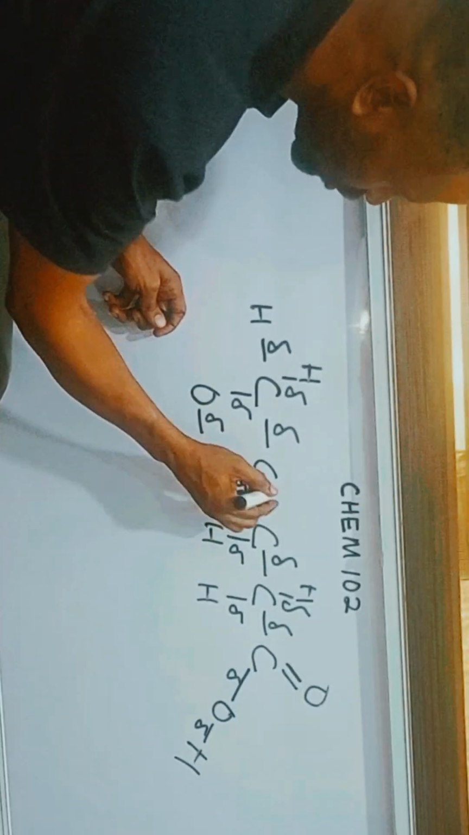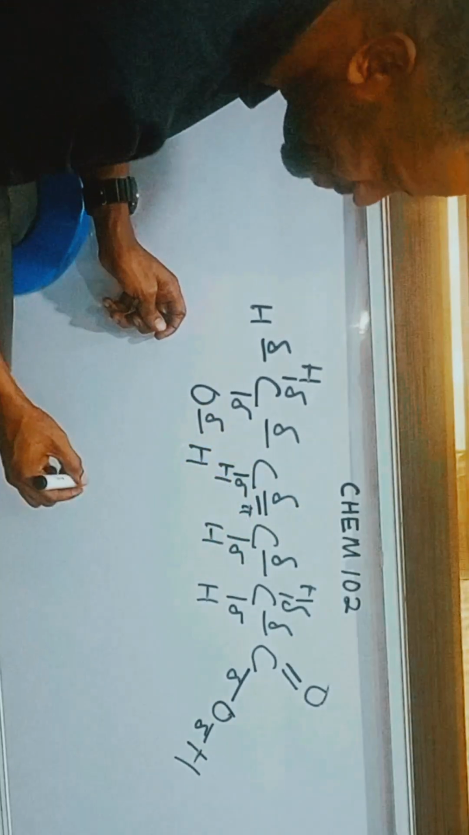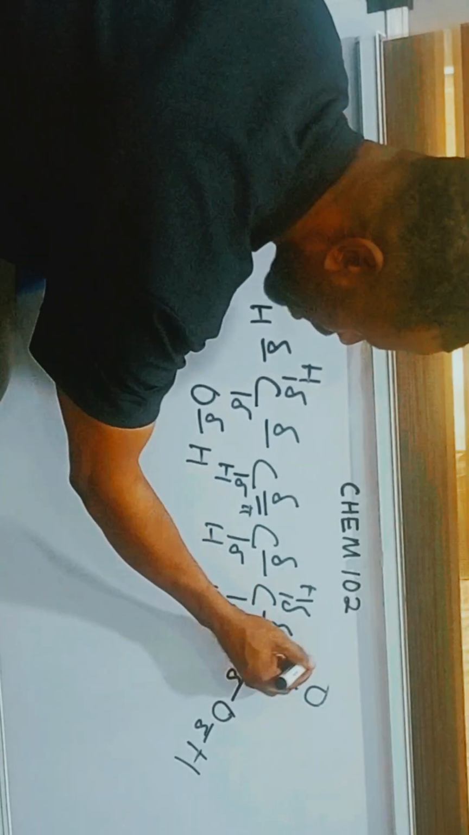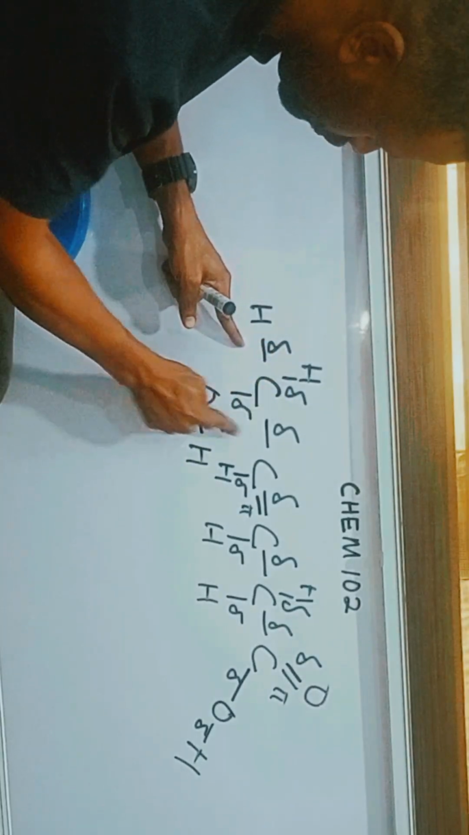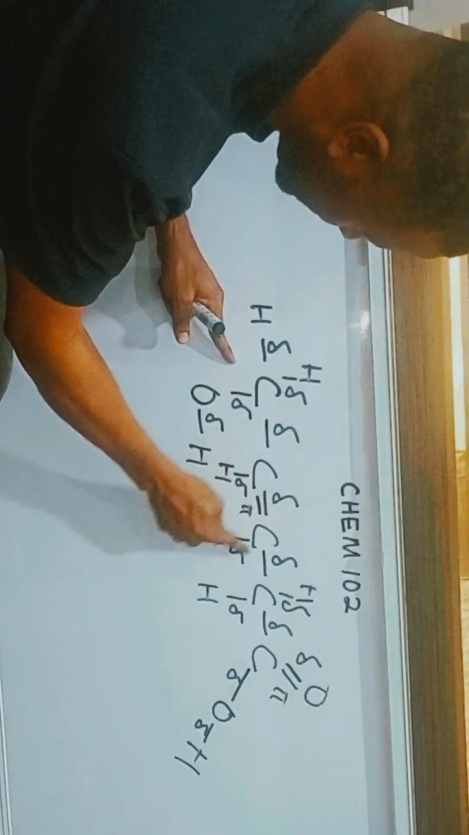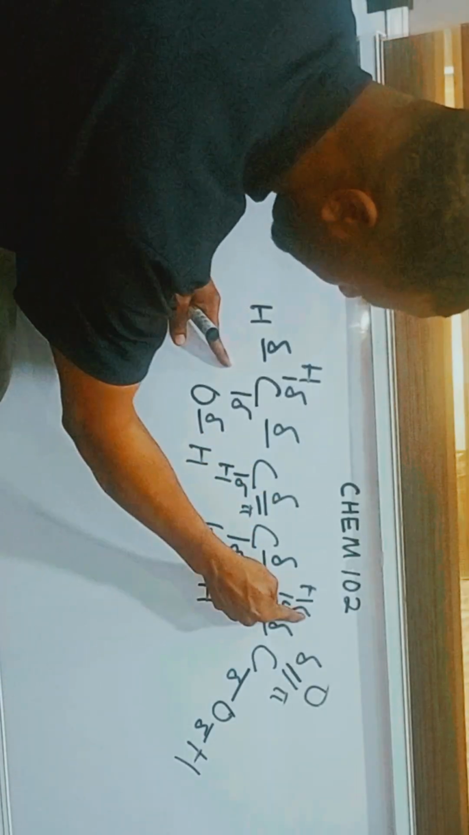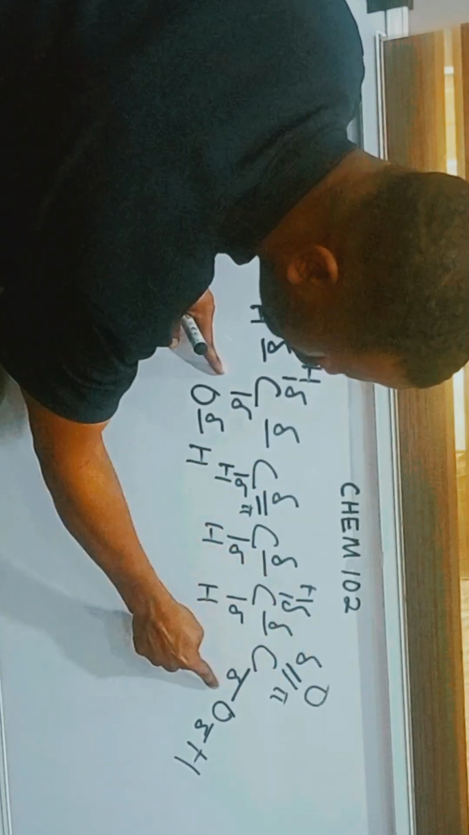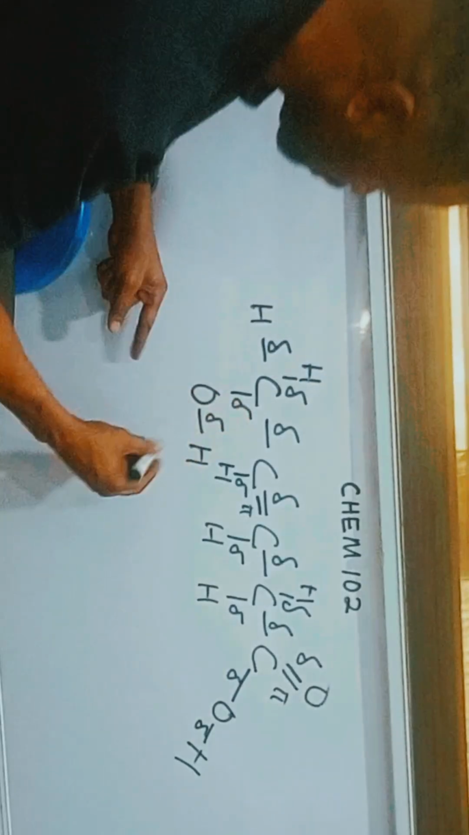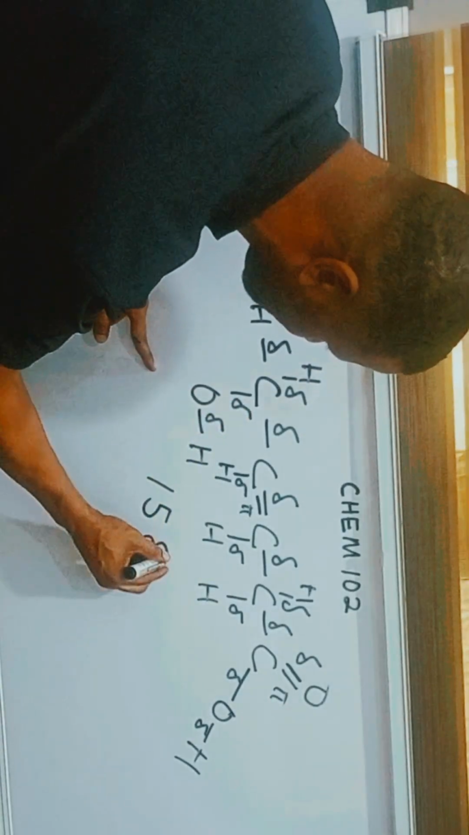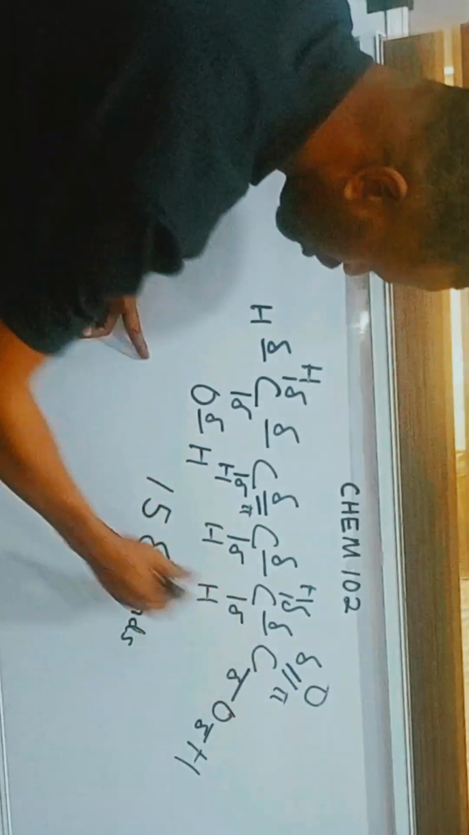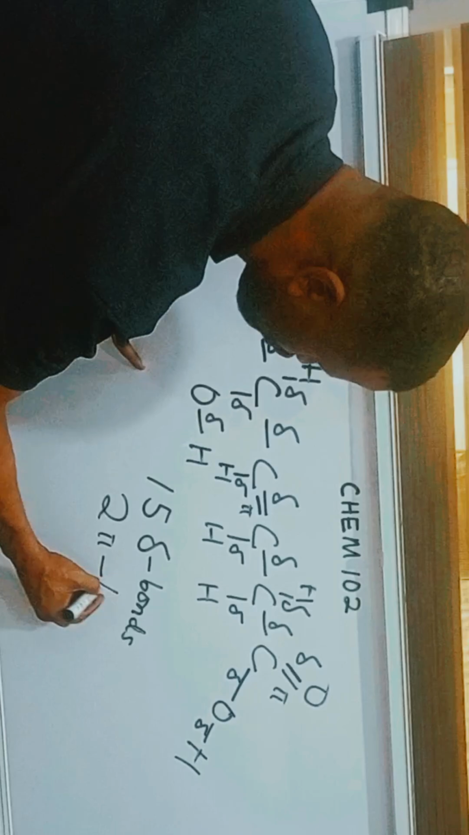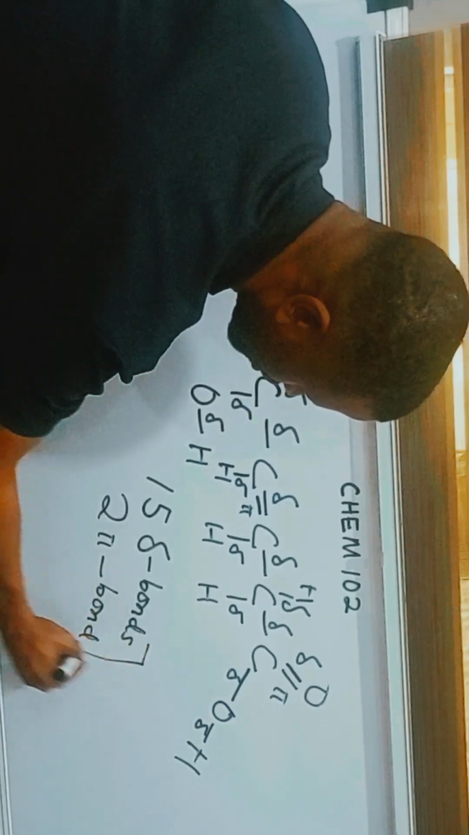Now, this is a double bond. One of them is sigma, one is pi. Here I have double bond. One of them is sigma, one is pi. So let us count the total number of sigma bonds. 1, 2, 3, 4, 5, 6, 7, 8, 9, 10, 11, 12, 13, 14, 15. So here we have 15 sigma bonds. How many pi bonds do we have? Just 2 pi bonds. That's what we have in this structure.